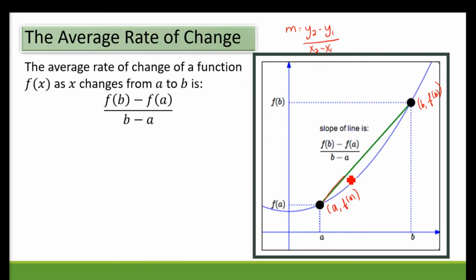So if I want to find the slope of the line connecting these 2 points, I can take my y2 minus my y1, or f of b minus f of a, so that's the change in y, over my change in x, or my b minus a. And so this line connecting these 2 points, we're going to call this the secant line. So the average rate of change between 2 points is just the slope of the secant line connecting those 2 points.